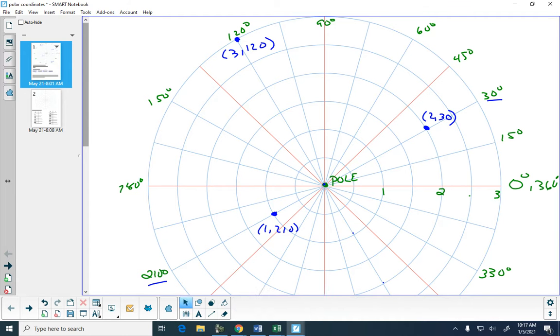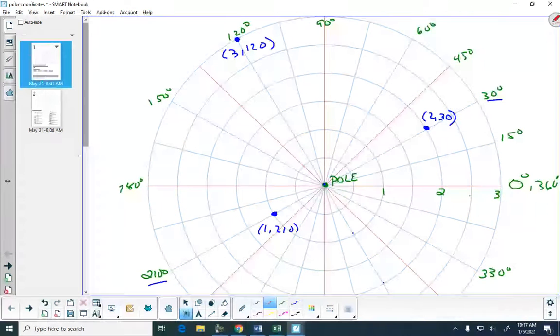Courtney, what do you think we would do if I would go -3? Rather than going out the line here with a +3, what do you think we should do? Go the other way past the pole? Yeah, go the other way. So we go up the other line. So you might want to put up a straight edge.